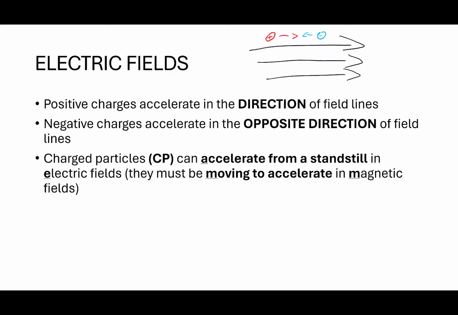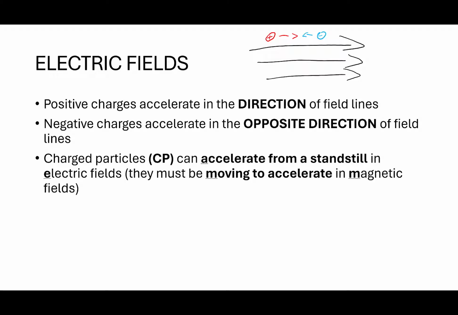With charged particles, which I'll abbreviate to CP, in electric fields, CP can accelerate from a standstill because the electric field is interacting with the charge in the particle, based on the formula of E equals F over Q. So the charge of CP will generate a force on CP which can accelerate it. Since force is mass times acceleration, it can accelerate it from a standstill. Only in an electric field though.